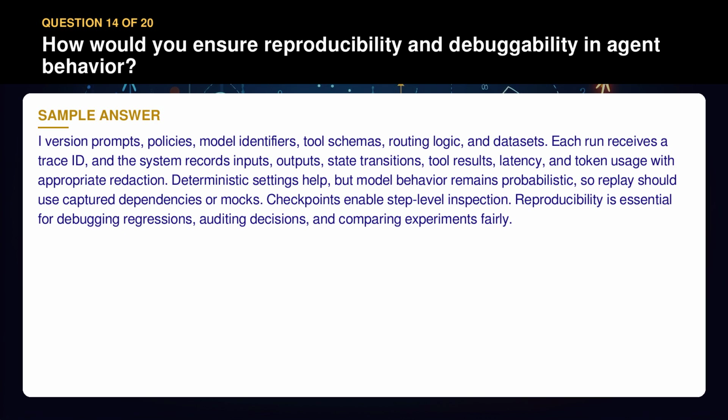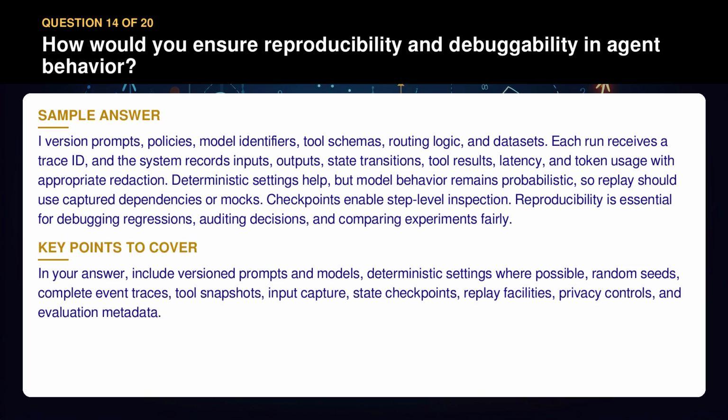Checkpoints enable step-level inspection. Reproducibility is essential for debugging regressions, auditing decisions, and comparing experiments fairly. In your answer, include versioned prompts and models, deterministic settings where possible, random seeds, complete event traces, tool snapshots, input capture, state checkpoints, replay facilities, privacy controls, and evaluation metadata.